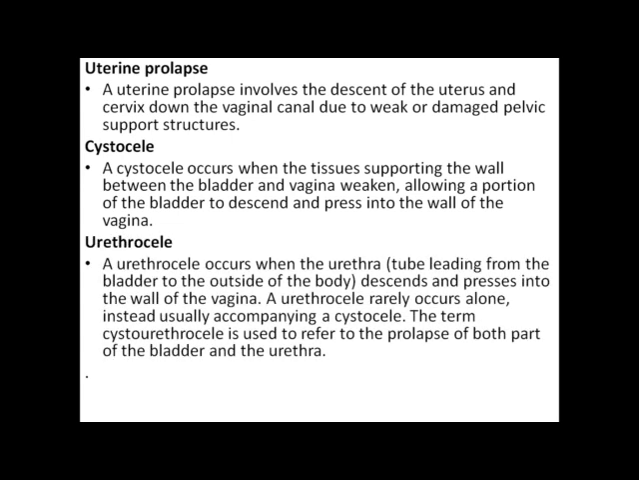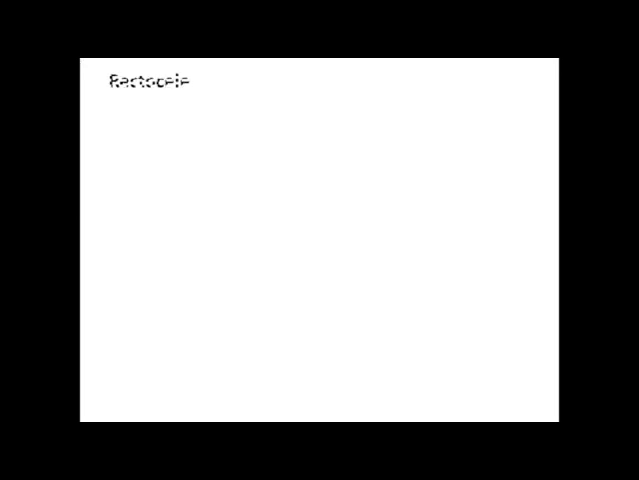Urethrocele. Urethrocele occurs when the urethra, that is, the tube leading from the bladder to outside the body, descends and presses into the wall of the vagina. A urethrocele rarely occurs alone. Instead, it is usually accompanied by a cystocele. The term cystourethrocele is used to refer to the prolapse of both parts, the bladder and urethra.